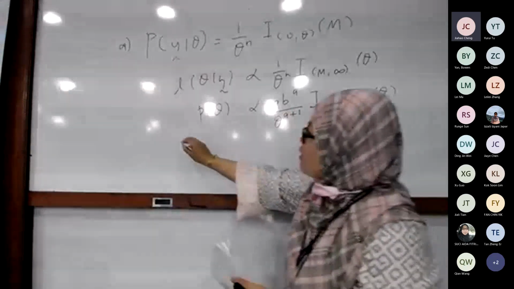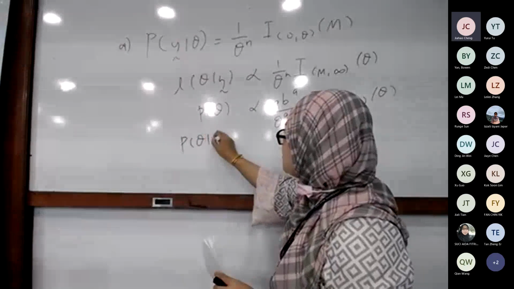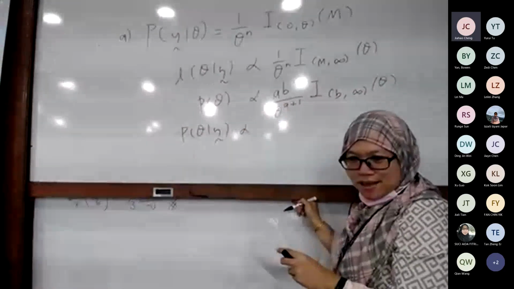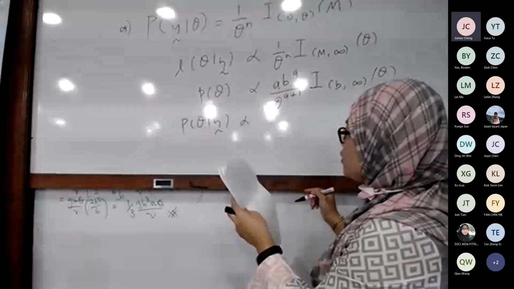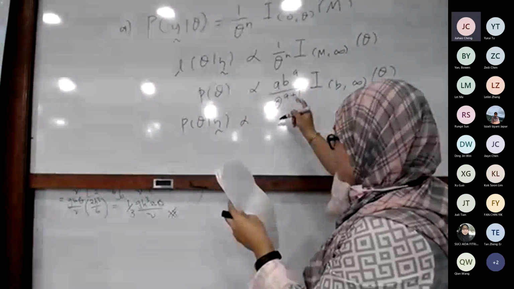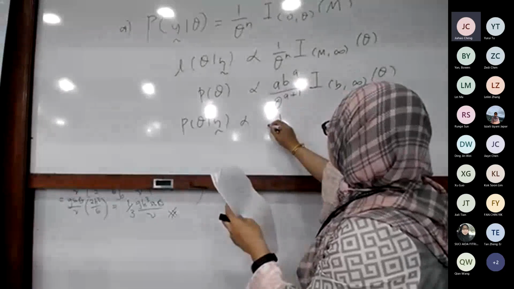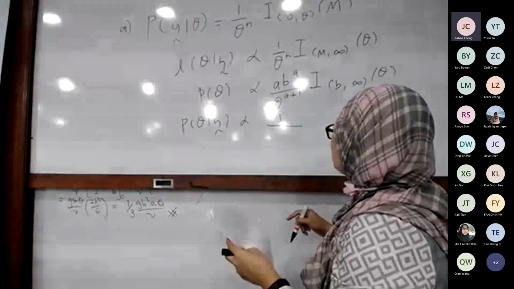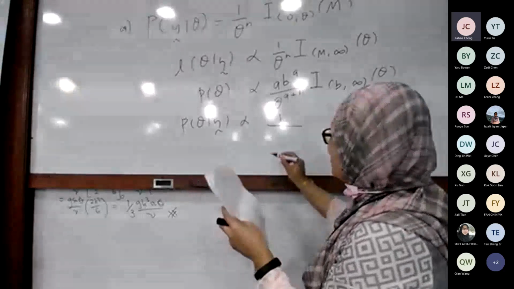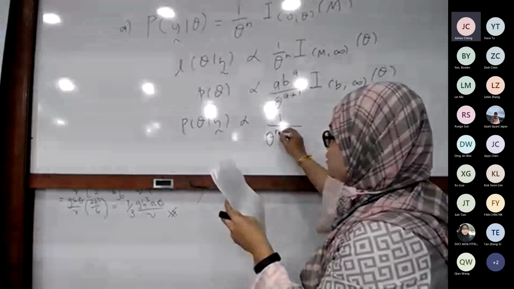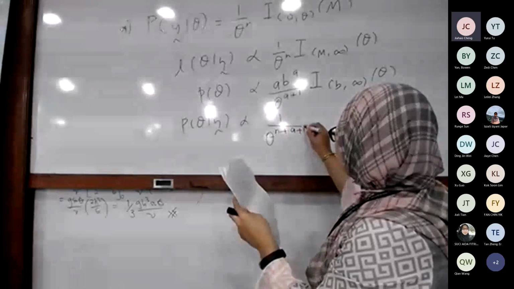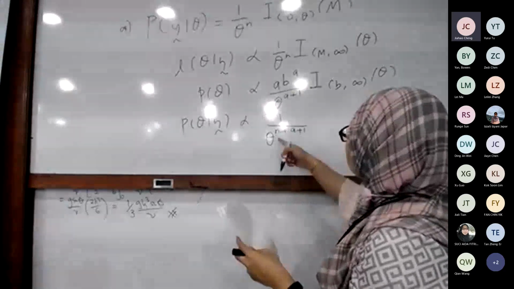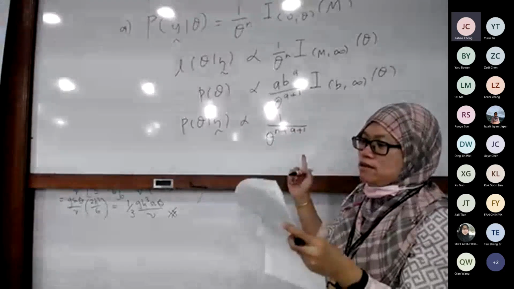Okay, so then if you want to find your posterior, you have to multiply both of these. And here, AB is a constant. So, bye-bye, AB. Only the theta part remains, so you have your theta power n, a, and 1.